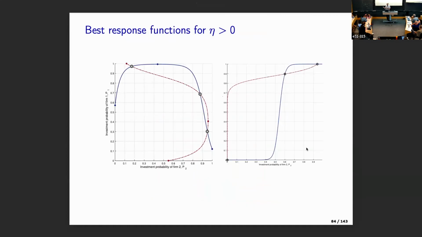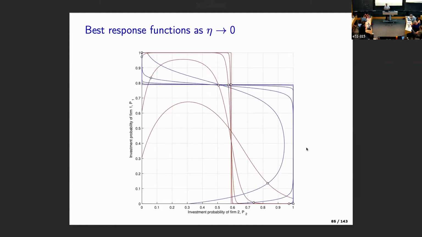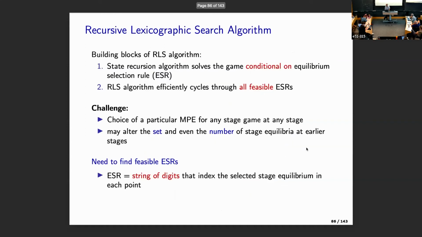Now, if eta is greater than 0, everything starts being smoothed out, and the best responses look a little bit more interesting. And you would expect that there is some sort of convergence along eta, and this is really true. If you change eta, then in solving each of the stage games, you can see this convergence of best responses to the deterministic solution. So deterministic choice rules.